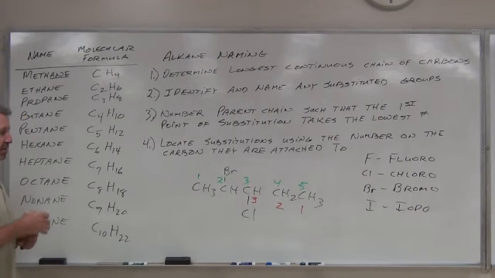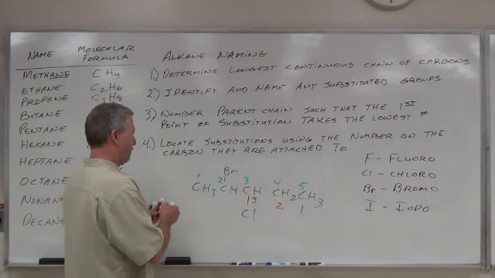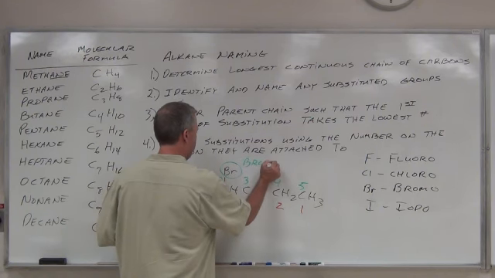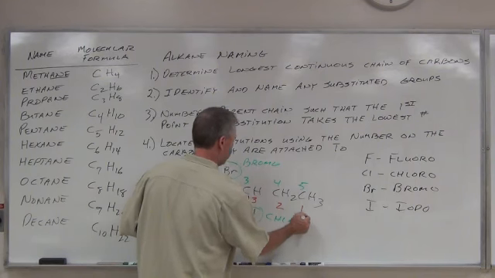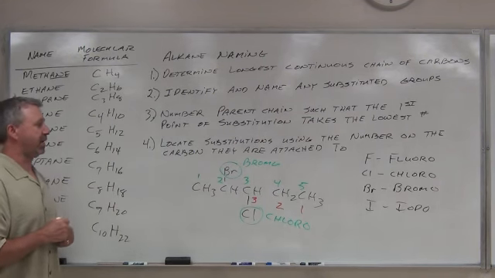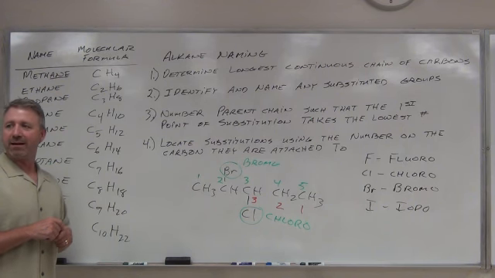Okay? So, if I number left to right in green, I have my first substituted group at carbon number 2. I have another one at carbon number 3. I have a bromo, right? I have a chloro. I need to alphabetize them. What do you think the name of this compound will be? 2-bromo-3-chloro. Right.